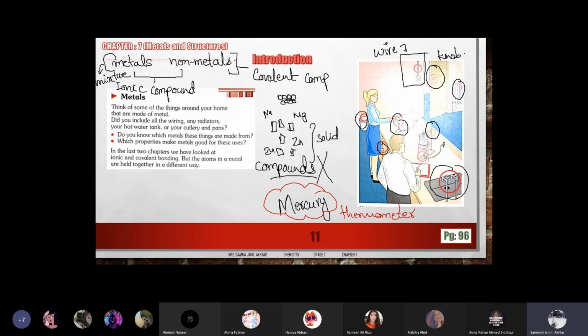Think of some of the things around your home that are made of metal. Did you include all the wiring, any radiators, your hot water tank, or your cutlery or pots and pans? All these things are examples of substances made up of metals. Do you know which metals these things are made from? We know some of them, right? Like wires. Do you know which substance electrical wires are made up of? Sorry, say it again.